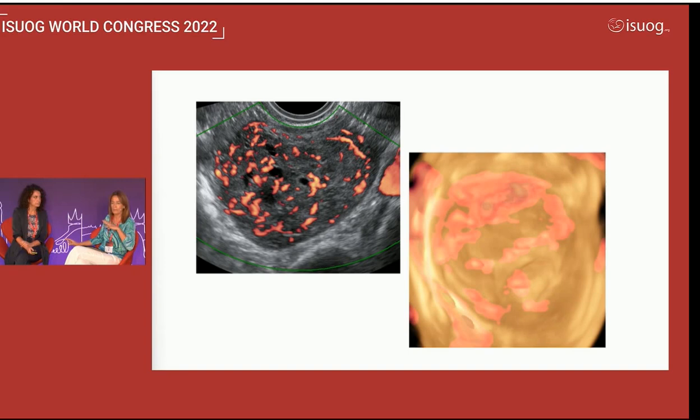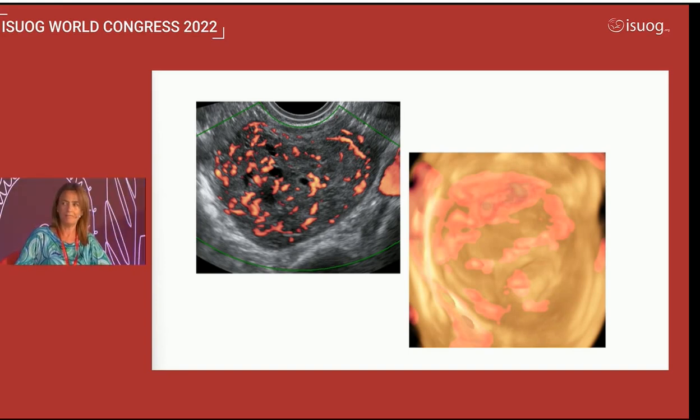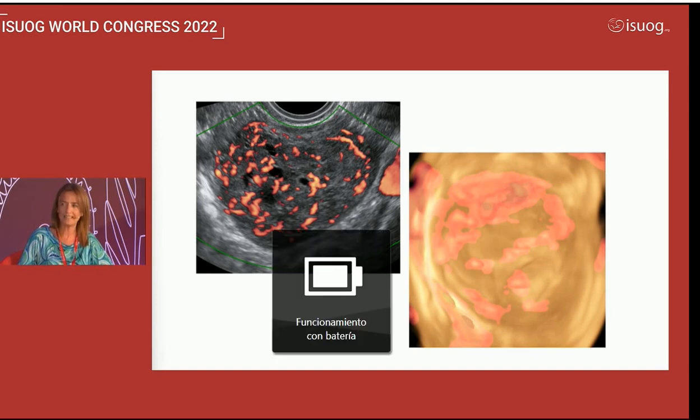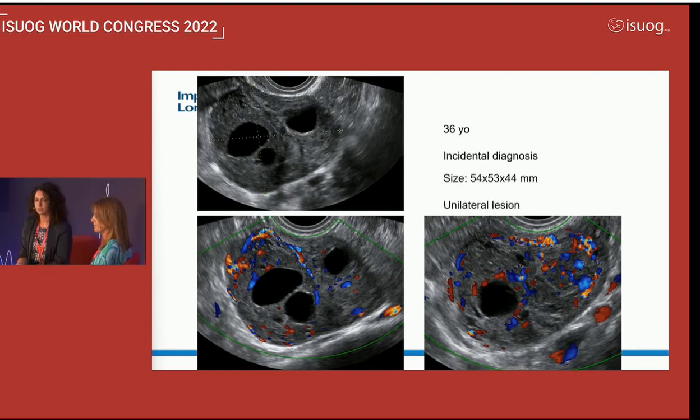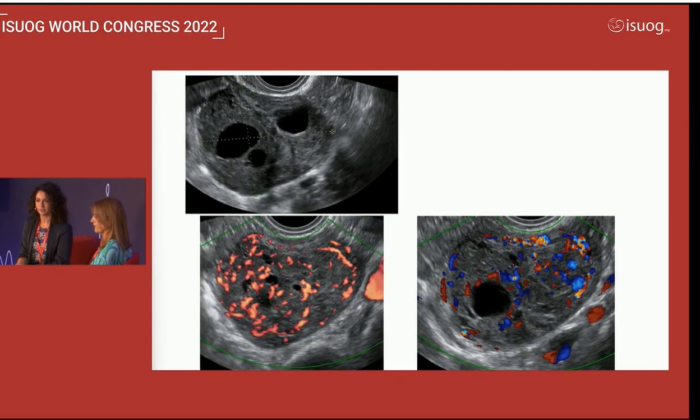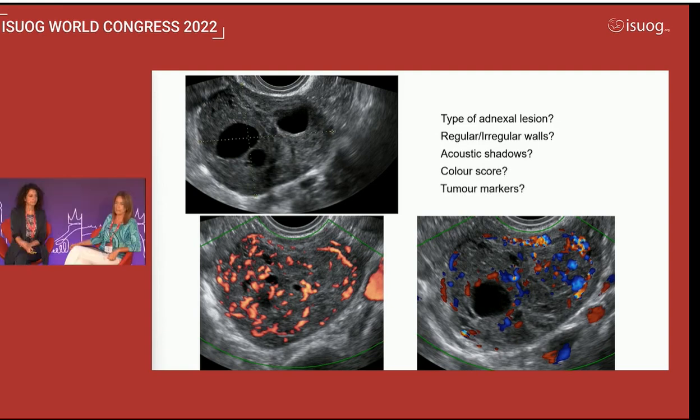Yes, so this is the vascularization. Looking at this image, I'm very much in favor of something malignant. It's a worrying picture. So it was a unilateral lesion, not bilateral. Okay, for sure, this one with power is worrisome.